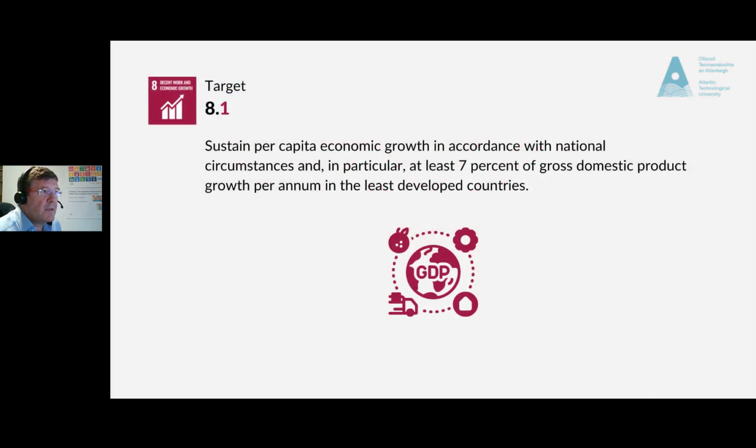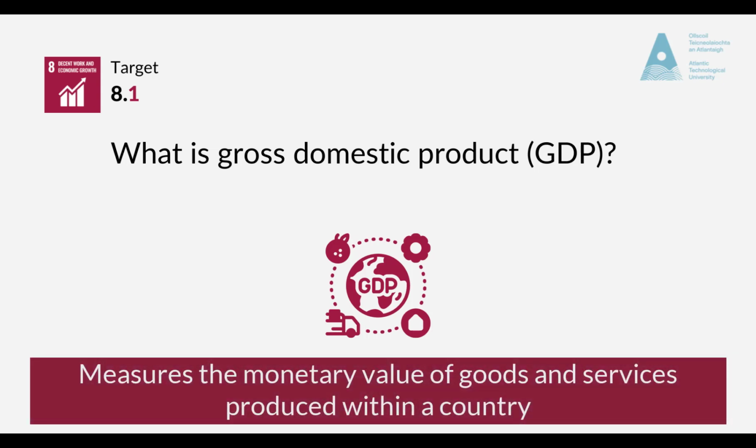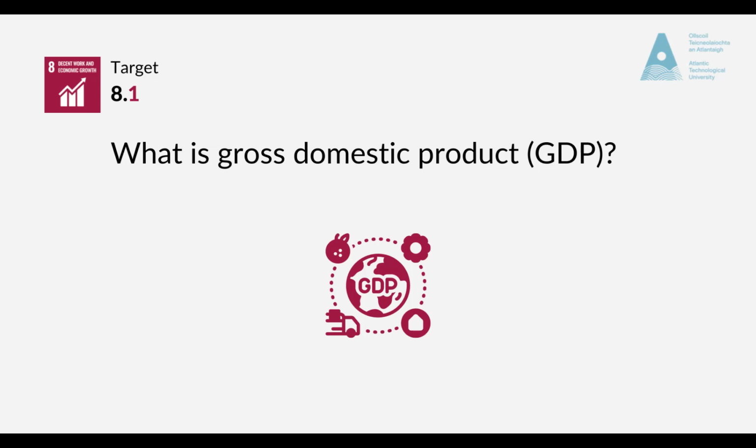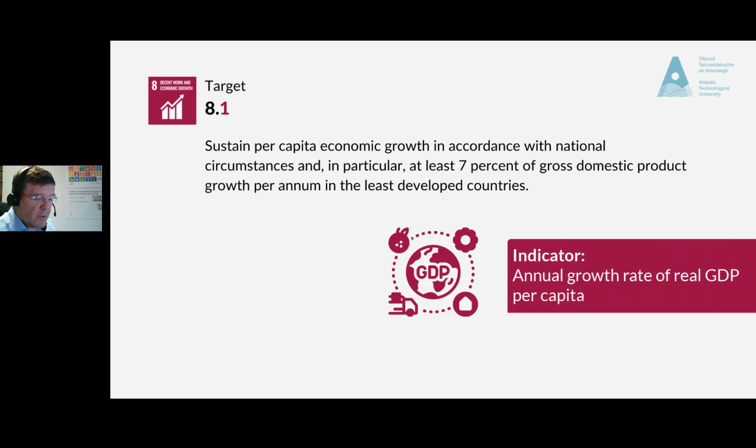Target 8.1. Sustain per capita economic growth in accordance with national circumstances and in particular at least 7% of gross domestic product or GDP per annum in the least developed countries. So I'm sure some of you are familiar with what GDP is. GDP measures the monetary values of goods and services produced within a country's boundaries in a given time period. That's usually a quarter or a year. Changes in output over time as measured by the GDP are generally accepted as the most comprehensive gauge of an economy's health. So to monitor this, we're looking at the annual growth rate of real GDP per capita for each of the countries. And you can see there that there's a higher target for the least developed countries.